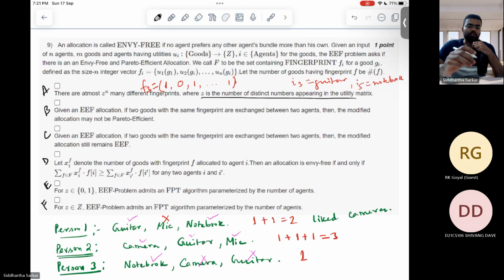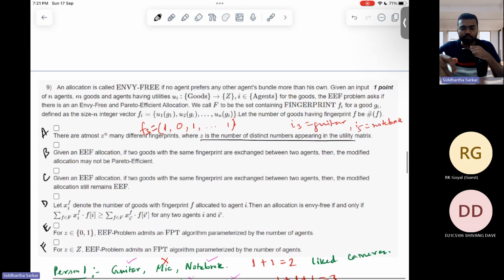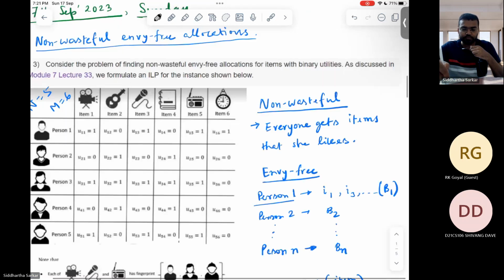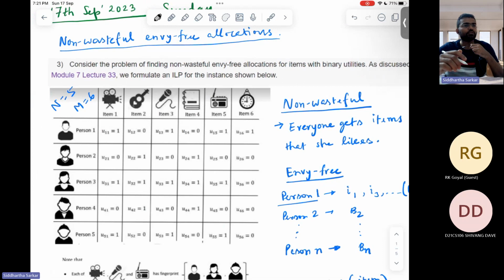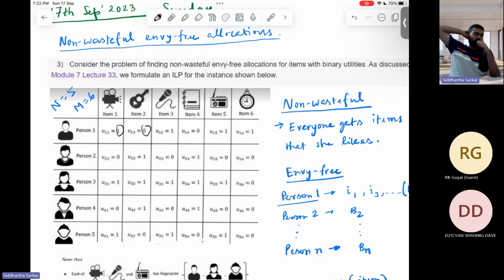Let's go there. This is the utility matrix we have seen in the beginning. In this utility matrix, the utilities were either 0 or 1, so the number of distinct integers in this utility matrix was only 2, 0 and 1. But it can happen that the utility matrix is not binary but integral, so there could be many different integers in this utility matrix.